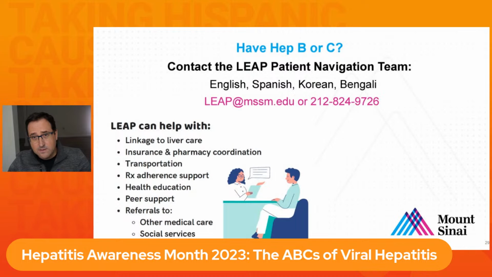If you're diagnosed with hepatitis C or hepatitis B, you can call our team at Sinai, the lead team. We can help with linkage to our liver program here, with coordination, insurance, transportation, adherence to treatment. All of our patients are involved in this program. We have people that are dedicated, focused on helping, walking you through the pathway of treatment for hepatitis B and hepatitis C. We speak English, Spanish, Korean, Bengali. You have here the email address and the phone number. You're going to join our program for the treatment of hepatitis B and hepatitis C.